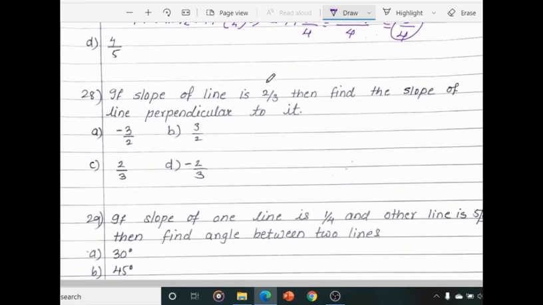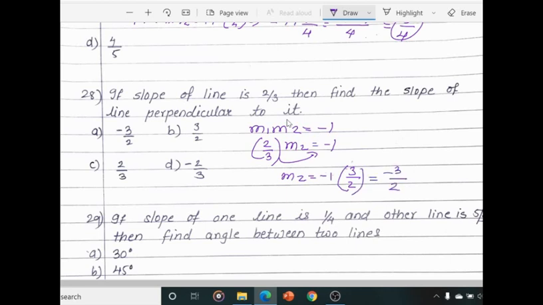If the slope of a line is 2 by 3, then find the slope of the line perpendicular to it. We know the condition for perpendicular lines is m1 into m2 is equal to minus 1. So put the values. M1 is given to us, that is 2 by 3. M2 we don't know, minus 1. Take this to this side. So m2 is equal to minus 1 into 3 by 2. So the answer is minus 3 by 2. This is the answer.